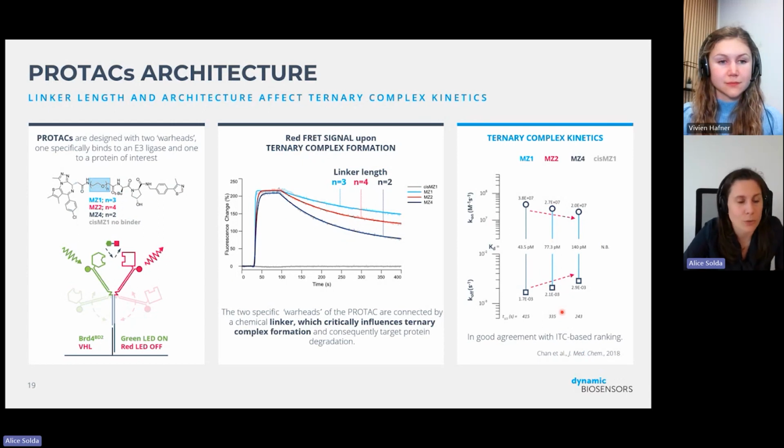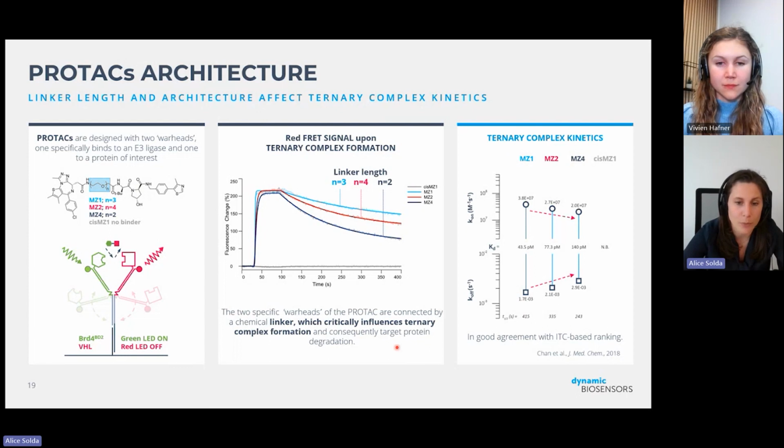We are so sensitive in our technology, in our FRET measurements, that we can also discriminate different linker lengths. And I'm pretty sure you know these products very well because they are very well known in the field. So it's at 1, 2, and 4. Same story. We use basically the same system as before. We have VHL on one side and the bromodomain BD2 on the other side. And here I just plotted the red FRET signal at different linker lengths. You have a different dissociation, but also association component. So the linker critically influences the ternary complex formation.